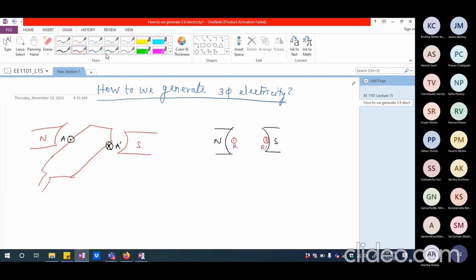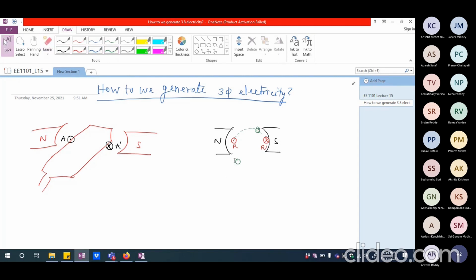Okay. I'm going to arrange one more set of conductors, which are going to be arranged exactly 120 degrees away. This is 180 degrees away, so 120 is somewhere here. So I'm going to have here maybe the next phase of conductors.